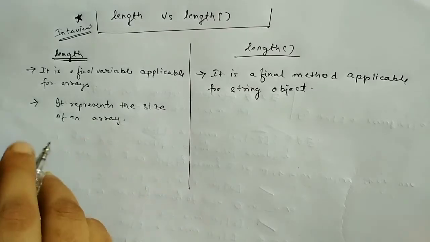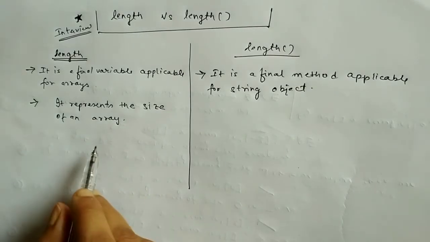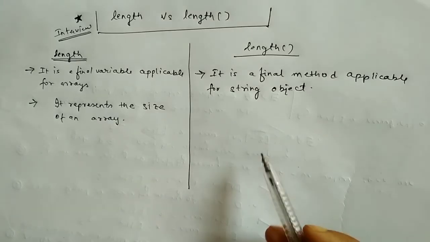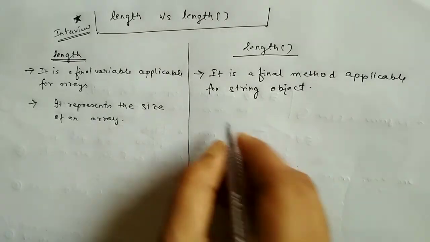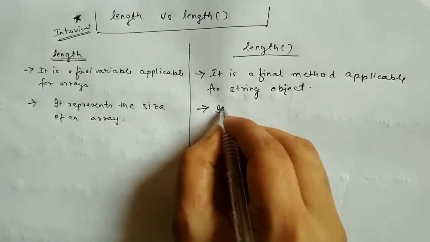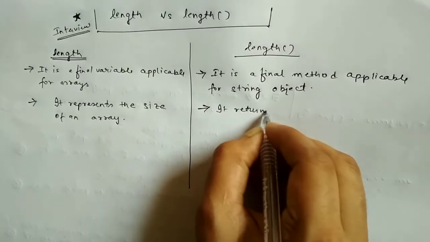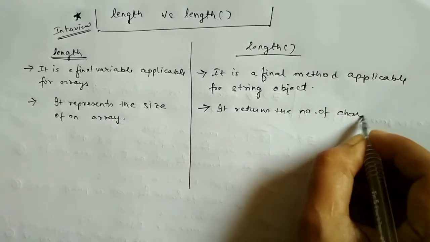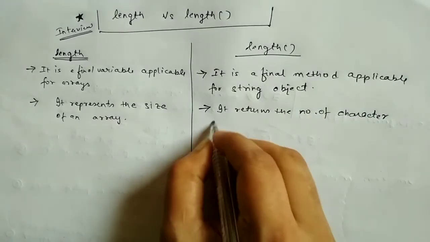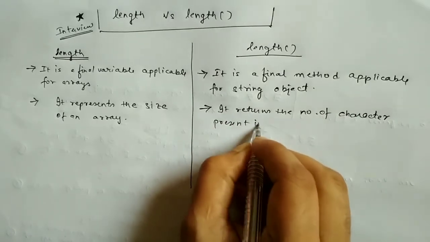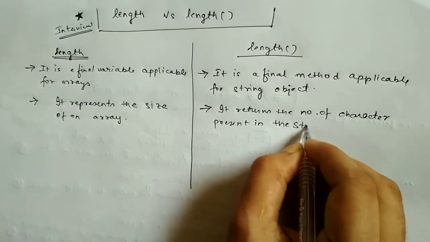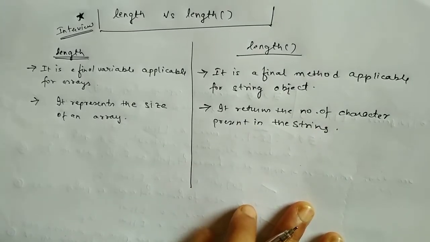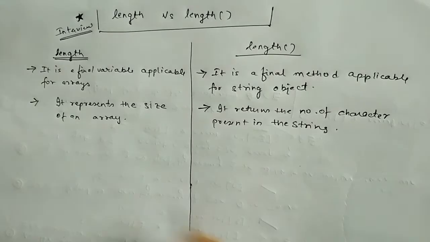So what is the size of the array, which we can get from the length variable? And what can we get from the length method? The length method returns the number of characters present in the string.